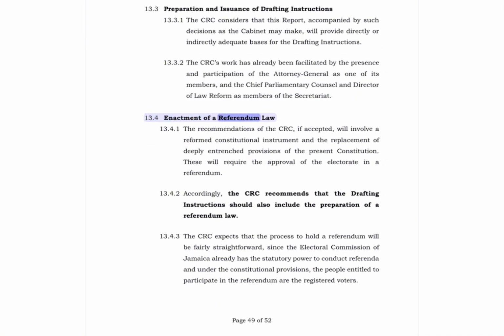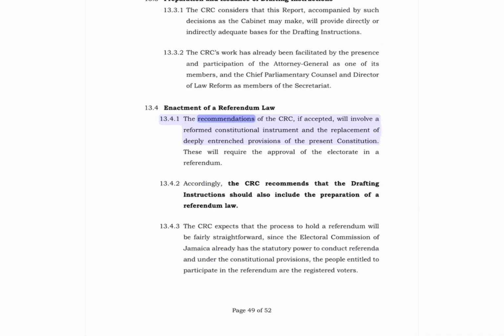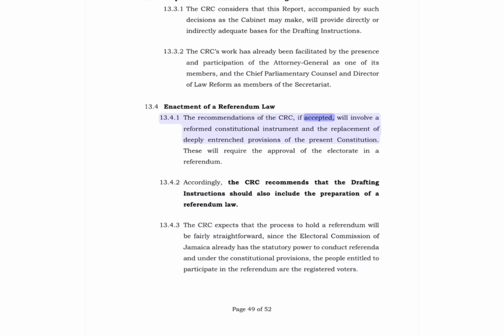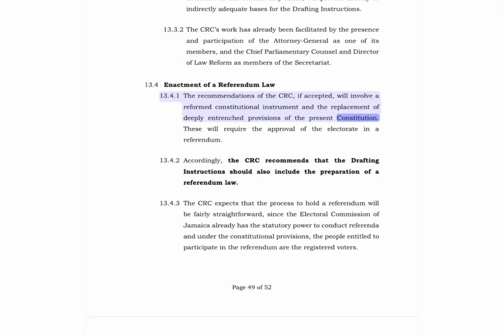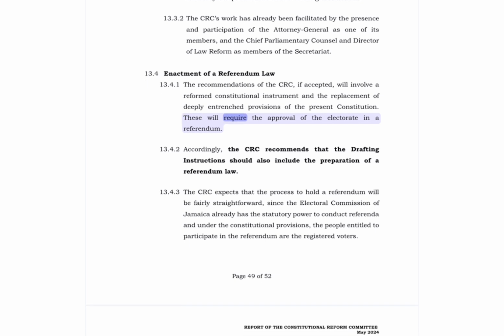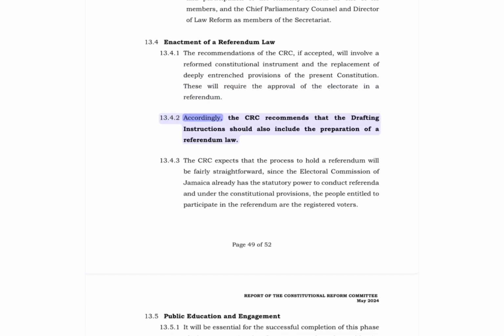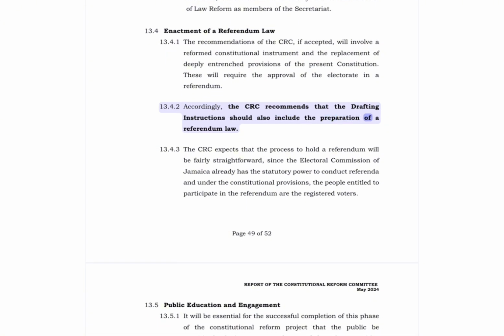13.4 Enactment of a referendum law. 13.4.1 The recommendations of the CRC, if accepted, will involve a reformed constitutional instrument and the replacement of deeply entrenched provisions of the present Constitution. These will require the approval of the electorate in a referendum. 13.4.2 Accordingly, the CRC recommends that the drafting instructions should also include the preparation of a referendum law.